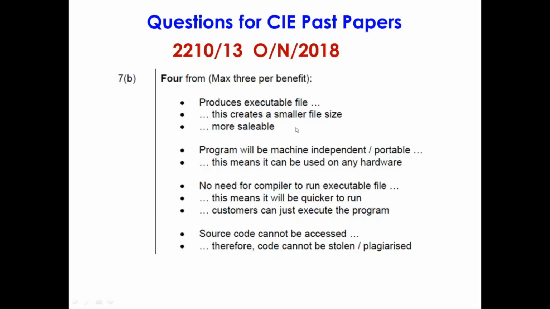This creates a smaller file size, so it is more sellable. The program will be machine independent, meaning you can write a program on one computer and then use it on many other computers. There is no need for a compiler to run the executable file. This means it will be quicker to run. Customers can just execute the program. You do not need to run it separately.